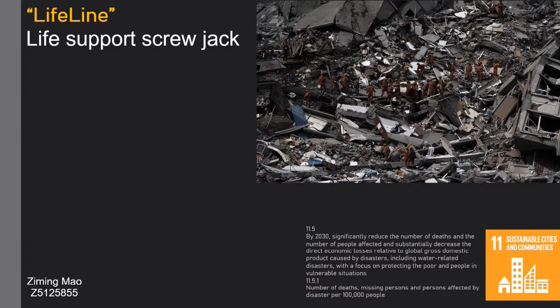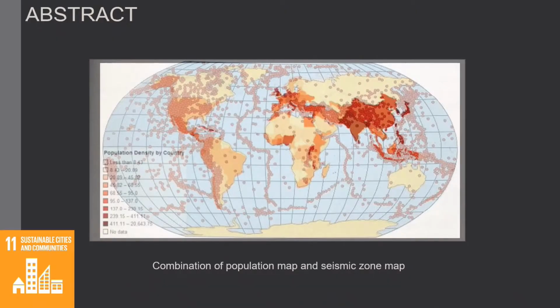My name is Ziming and my SDG goal is 11.5.1: reduce the number of deaths, missing persons and persons affected by disaster. First of all, let's look at the combination of the population map and the seismic zone map. You can see these two zones are highly overlapping, which means there are lots of people living in a danger zone.